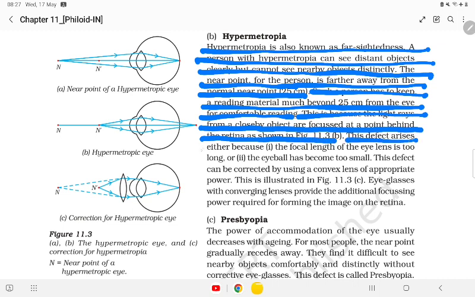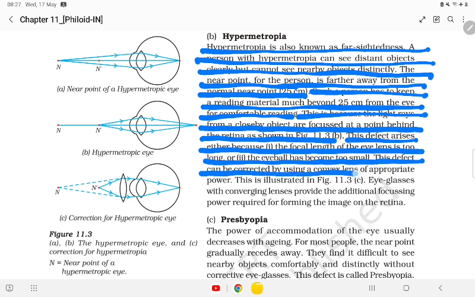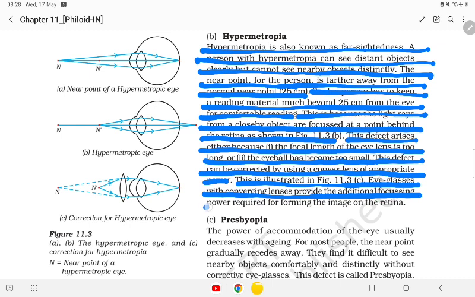This defect arises either because the focal length of the eye lens is too long or the eyeball has become too small. This defect can be corrected by using a convex lens of appropriate power. This is illustrated in the eyeglasses. The converging lens provides the additional focusing power required for forming the image on the retina.